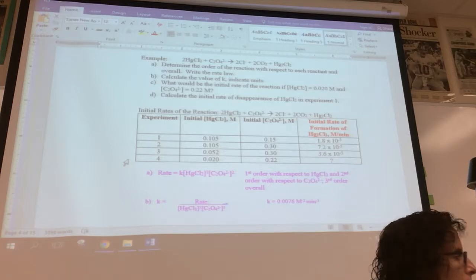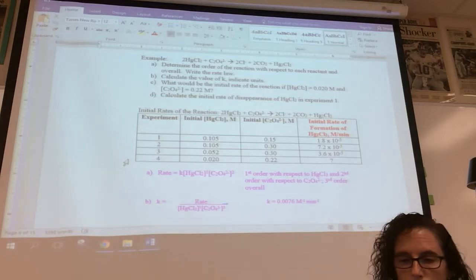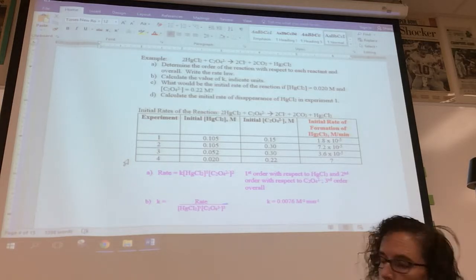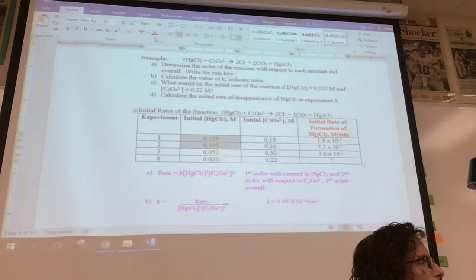Go ahead, Ethan. First reactant constant. We're going to hold one reactant constant and look at the effect of the other. So in looking at our data here, we can see, and again, there's no good place to start. It's whatever you see initially.